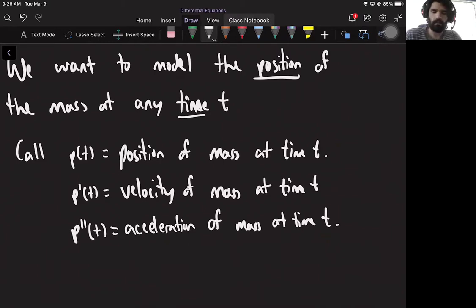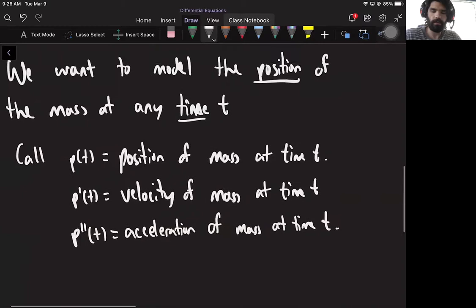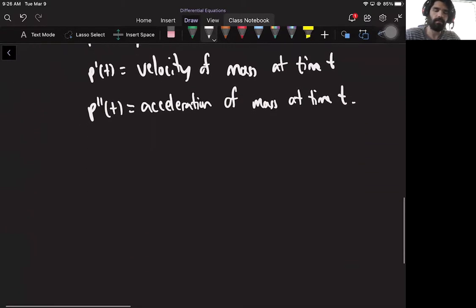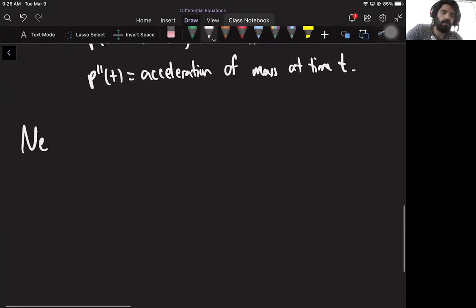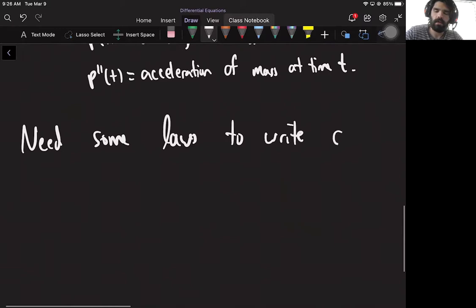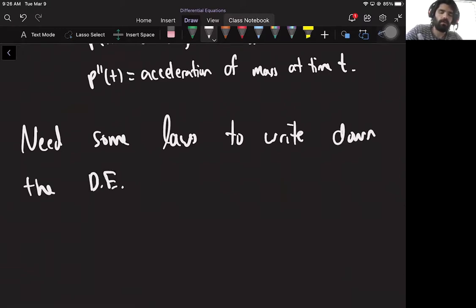So let's write down some laws to get this differential equation. So we need some laws. Just write down the differential equation that goes with the situation. So the first is Newton's second law. So we've seen this one before, actually.